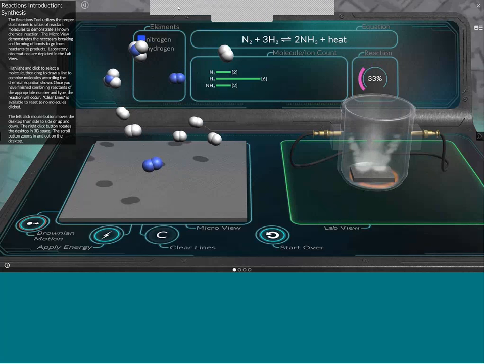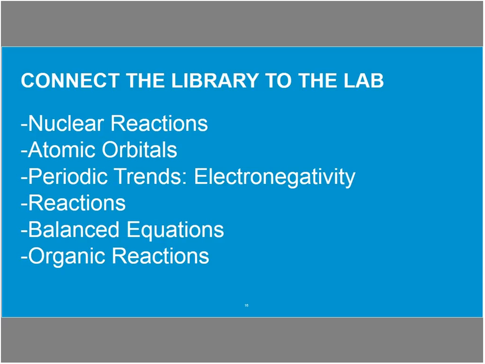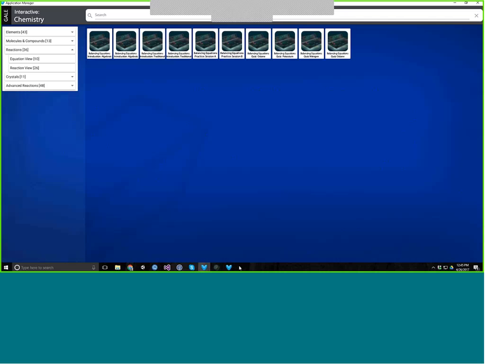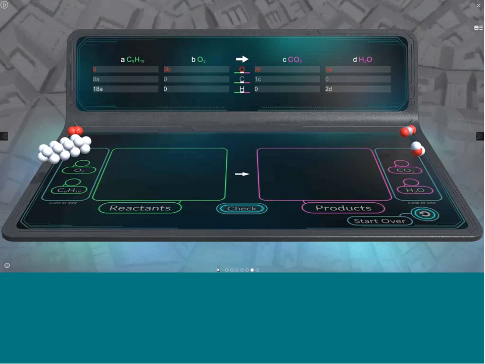So Amos is going to continue on with balanced equations for us, because students must be able to balance an equation in order to be able to know the amount of reactants they need to synthesize anything in the lab, and therefore determine their product yield at the end of their experiment.